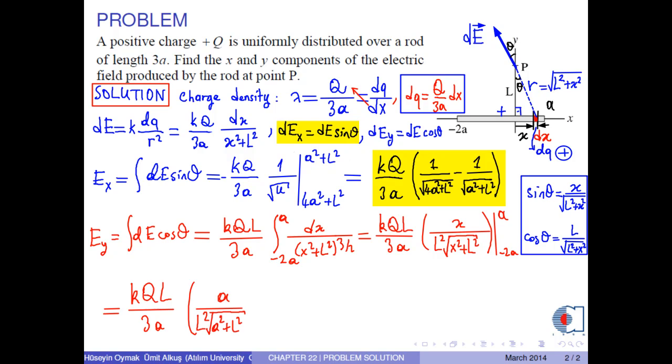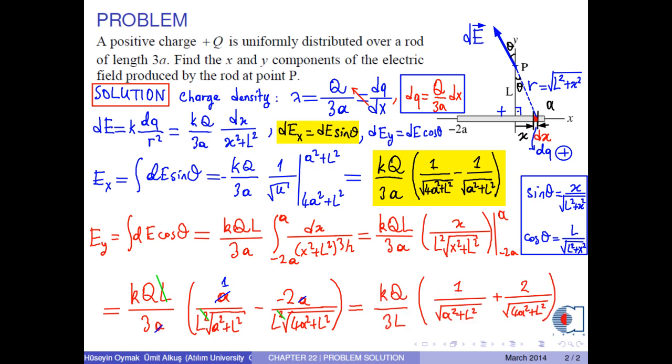If we put the limits, we get kQL over 3a times a over L squared square root of a squared plus L squared minus negative 2a over L squared times square root of 4a squared plus L squared. The a's cancel each other and the L's cancel each other. Finally, the y component of the electric field produced by the rod at point P can be written as k times Q over 3L times 1 over square root of a squared plus L squared plus 2 over square root of 4a squared plus L squared.